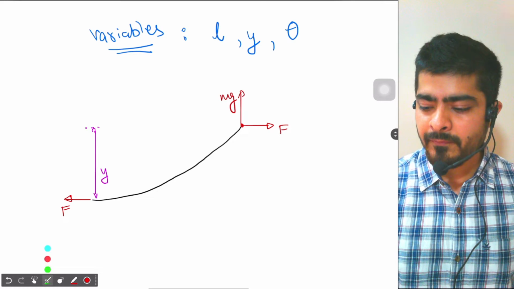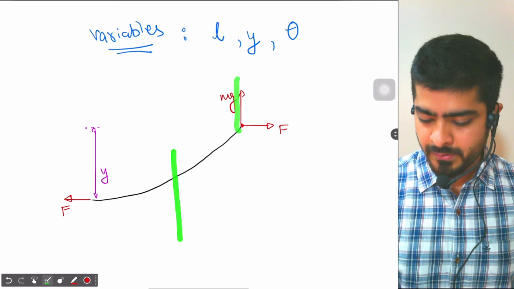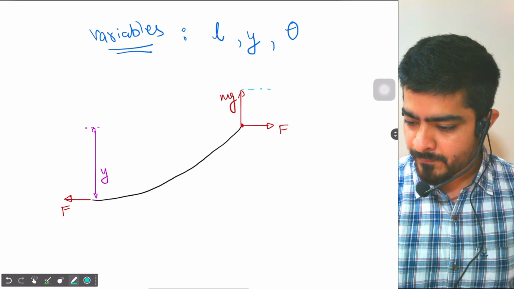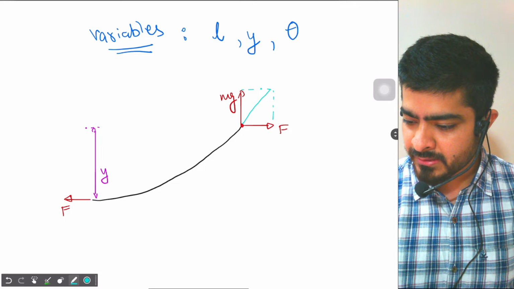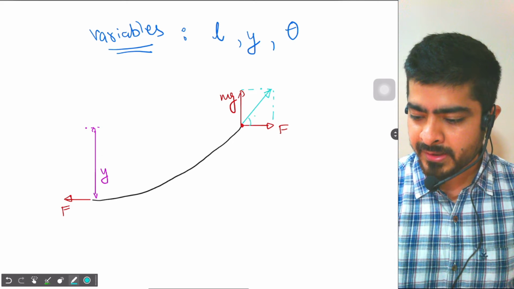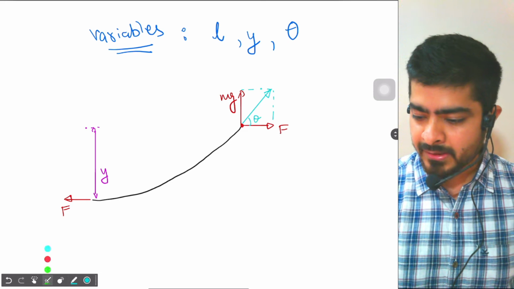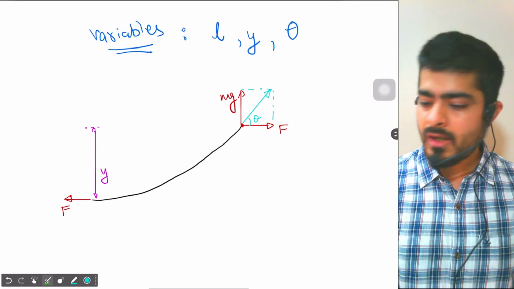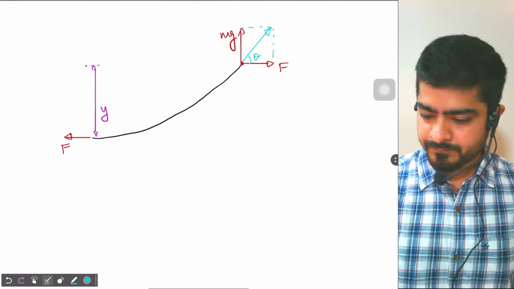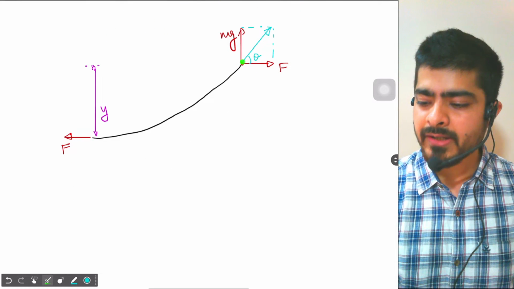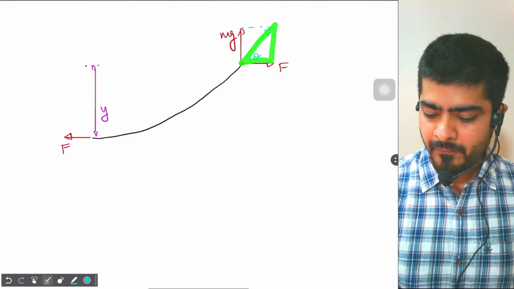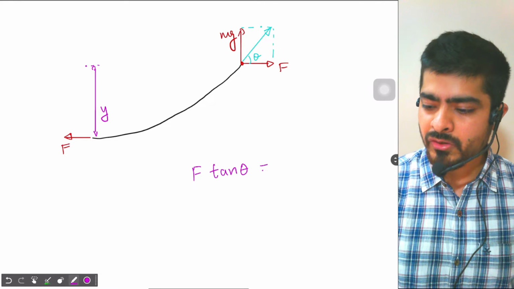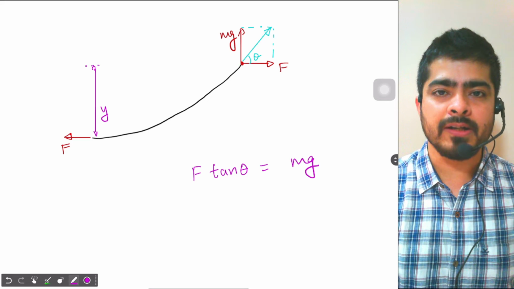The vertical force should balance the weight of the rope. Okay, and the resultant of these forces should be the tangent to the rope over here, making angle theta, correct? The tangent of the rope over here is making angle theta. Now what should be the equation for this triangle? F tan theta should be equal to mg, correct?